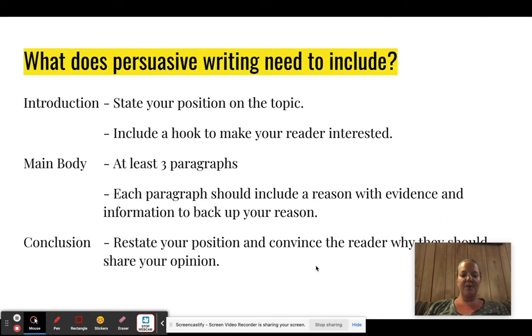It needs to include a main body, which, for this age group, needs to be at least 3 paragraphs. 4 or 5 might come in a little bit later on, and that would be great. Each paragraph should include a reason with evidence and information to back up your reason. This is really important, and this is where that technical language comes in. This shows that you have researched your topic and you know what you are talking about. And finally, the conclusion, where you restate your position and you convince the reader why they should share your opinion.